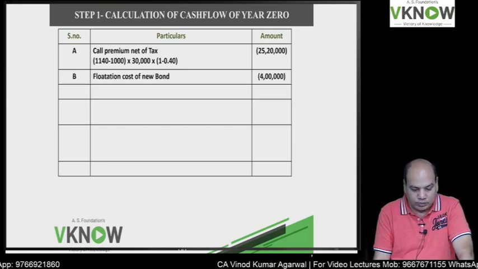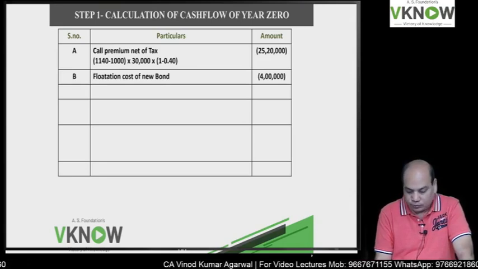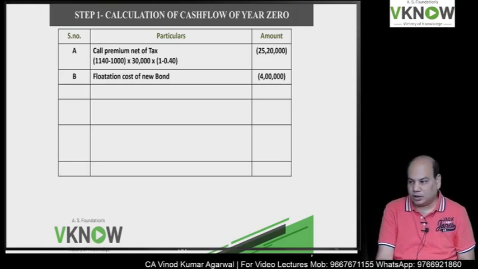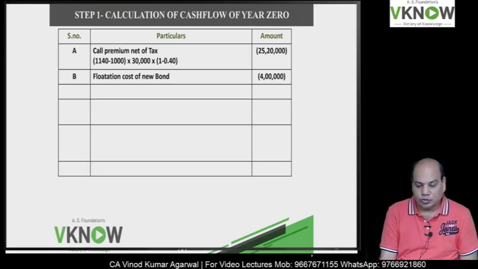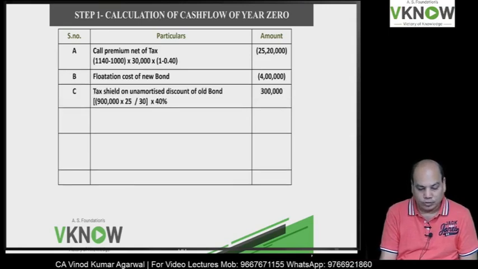Then write down B. Flotation cost of new bond. No calculation involved. 4 lakh rupees outflow. Given in the problem.